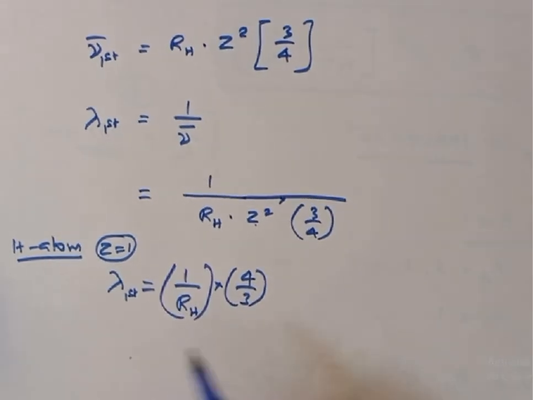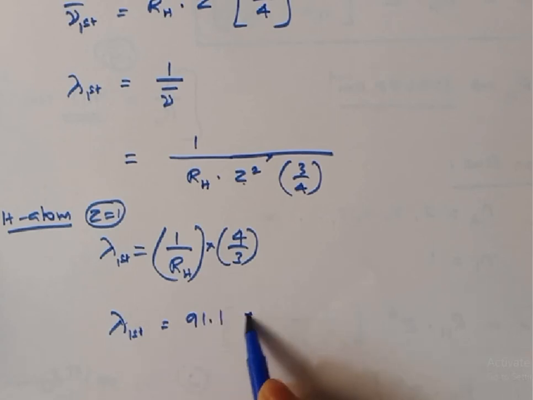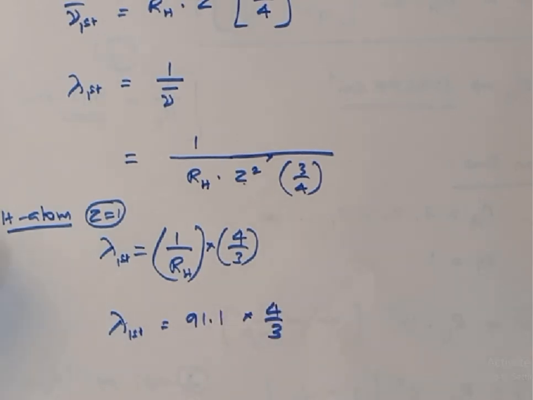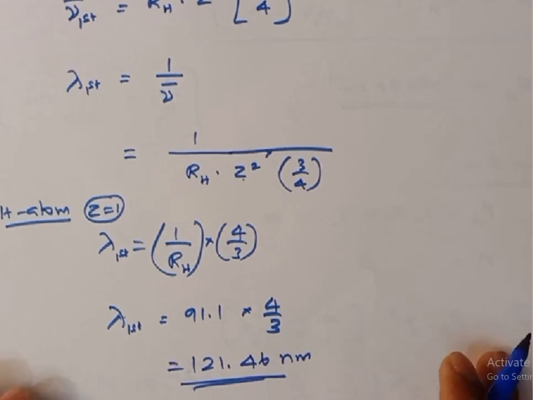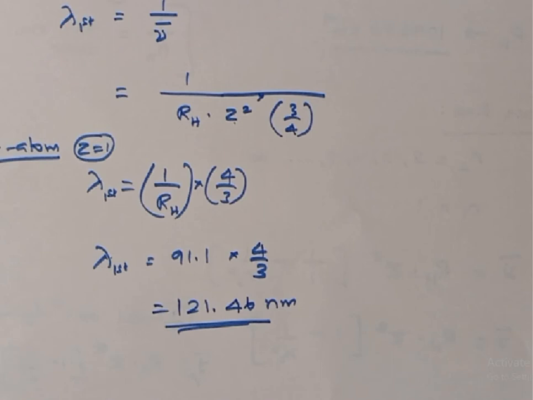And what is 1 by RH? The 1 by RH value I have given already, which is 91.1 nanometers. So the first Lyman line equals 91.1 into 4 by 3. It comes out around 121.46 nanometers. Students, observe carefully. This is the wavelength for the first Lyman line. Take note. This is the first Lyman line in the hydrogen atom.